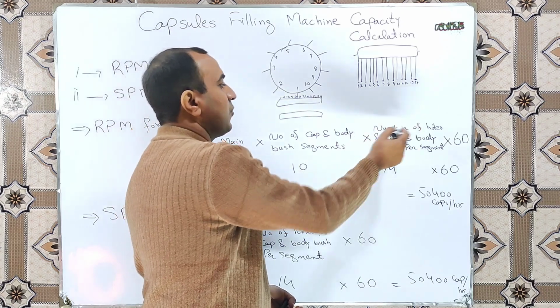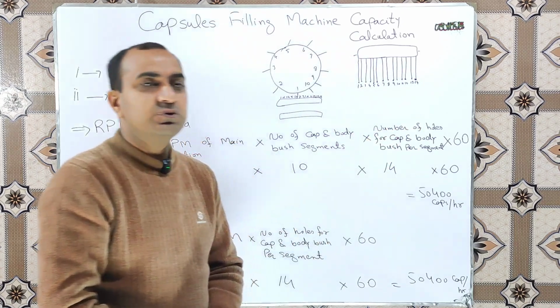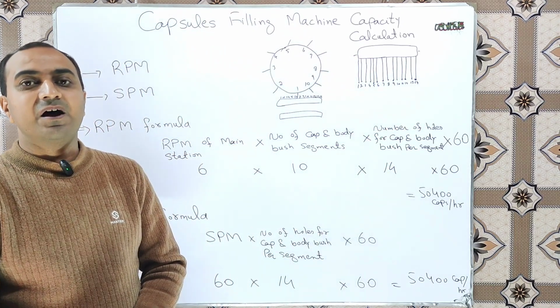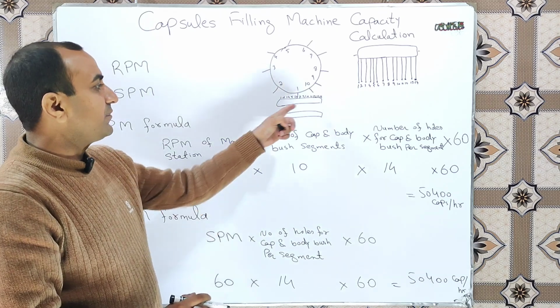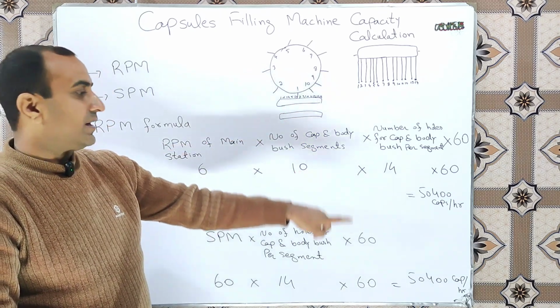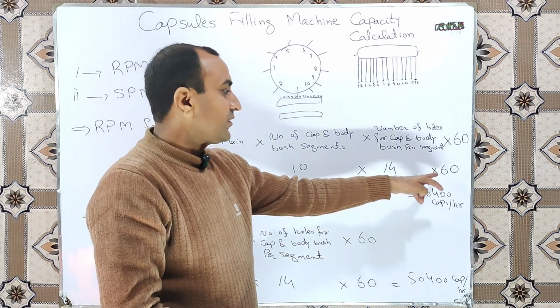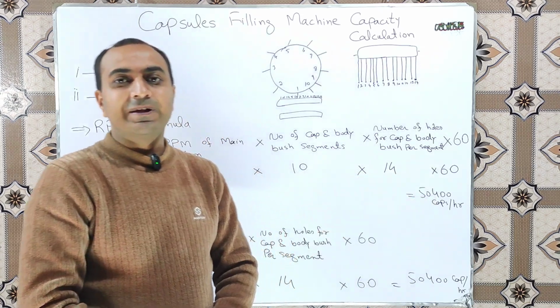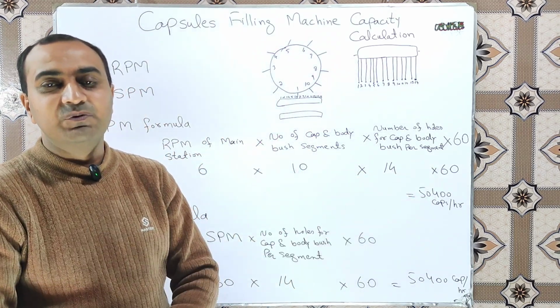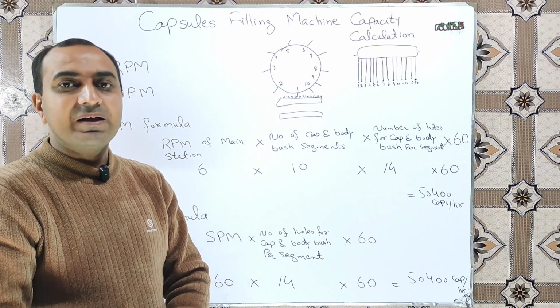Next one is the number of holes for cap and body bush per segment, meaning how many holes per segment are available, and in our case 14 holes are available. Next one is the 60. By multiplying this formula with 60 we will get the value in per hour.